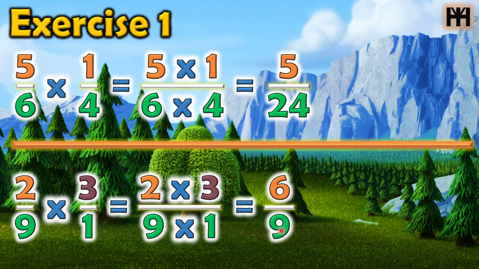Are we done here? No, not yet. Both are divisible by 3, so we'll divide by 3 up and down. So 6 divided by 3 is 2 and 9 divided by 3 is 3. So it's 2 over 3.